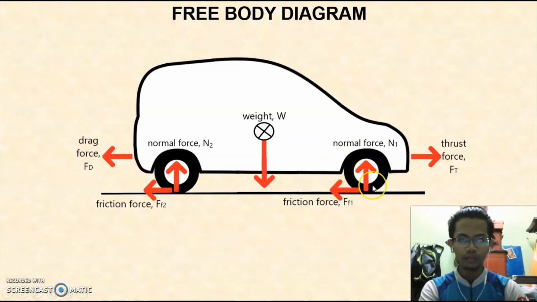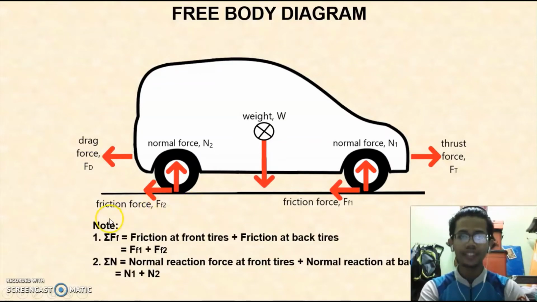At the front of the tires, there are two forces acting on it. The first is the normal force that we label as N1, and the arrow is pointing upward. The other force is the friction force that we label as FF1, and the arrow is pointing backward. At the back of the tires, there are also two forces acting on it. The first force is the normal force that we label as N2, and the arrow is pointing upward. The second force is the friction force that we label as FF2, and the arrow is pointing backward.